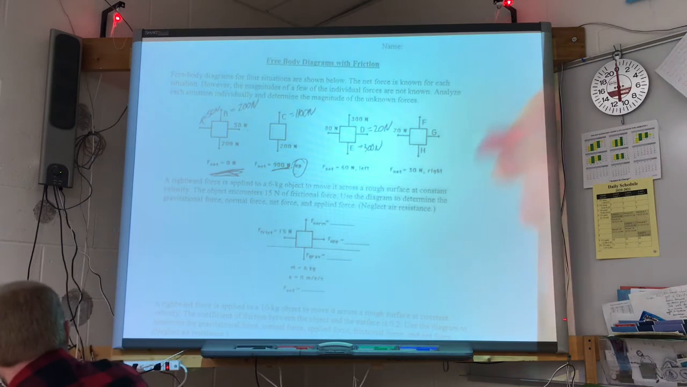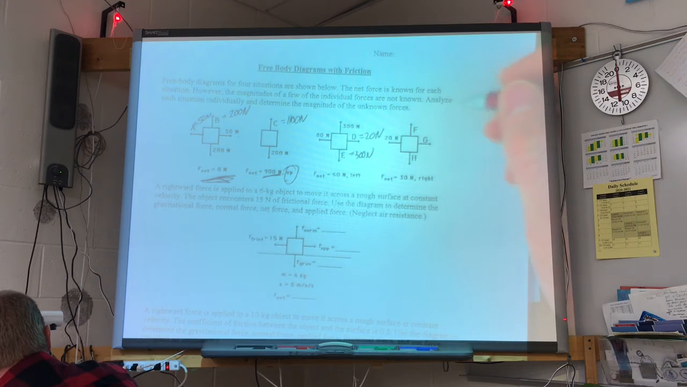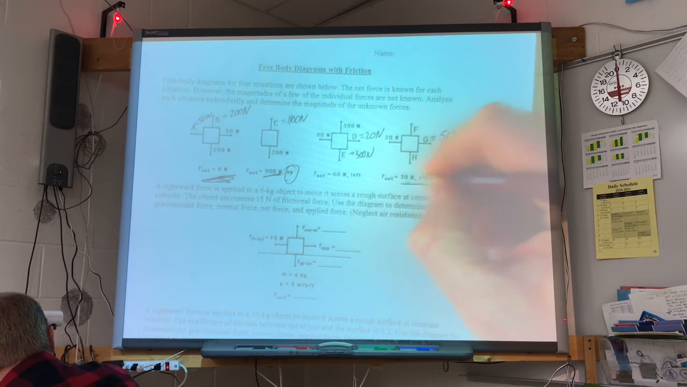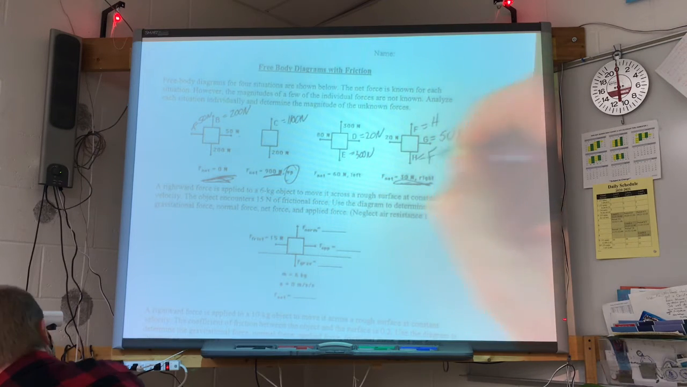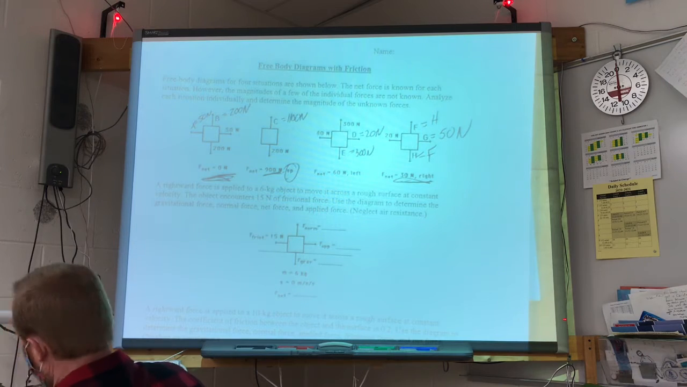Okay. What about this one? 300 newtons right. What's true about my forces in the X direction? Balanced or unbalanced? Unbalanced. So G is going to be 50, because it has to be 30 bigger to the right than the left. What's true about F and H? Are they balanced or unbalanced? Balanced. So therefore, they're going to equal one another. Okay. Now you get it.